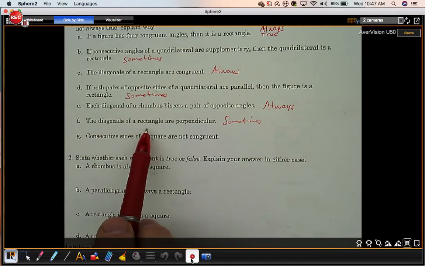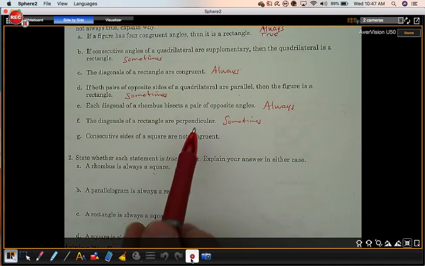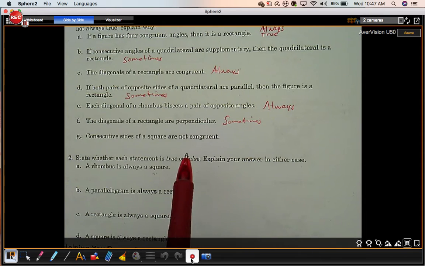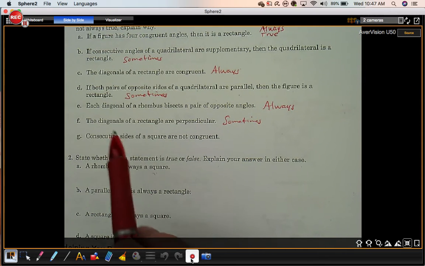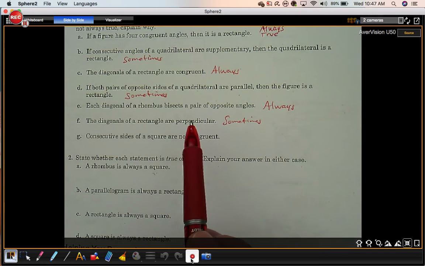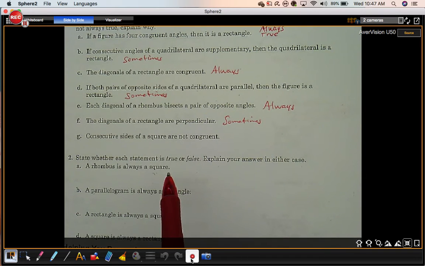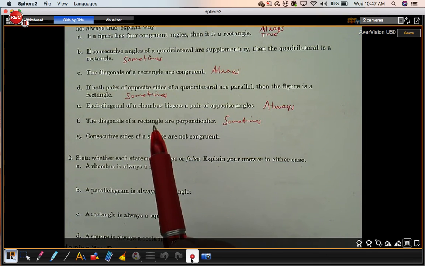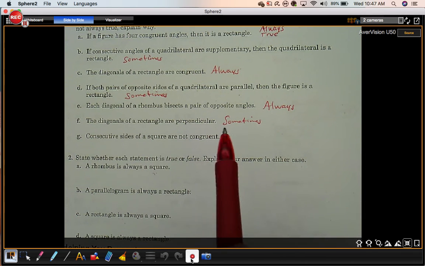The diagonals of a rhombus are always perpendicular. A rectangle is not always a rhombus. There's only one time that a rectangle is a rhombus, and that's when it's a square. Okay? So the diagonals of a square are perpendicular, always. But if you have a square, then it is a rectangle. So the diagonals would be perpendicular in that one case.